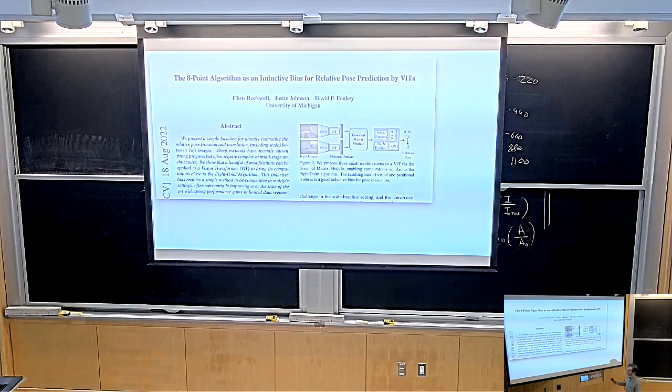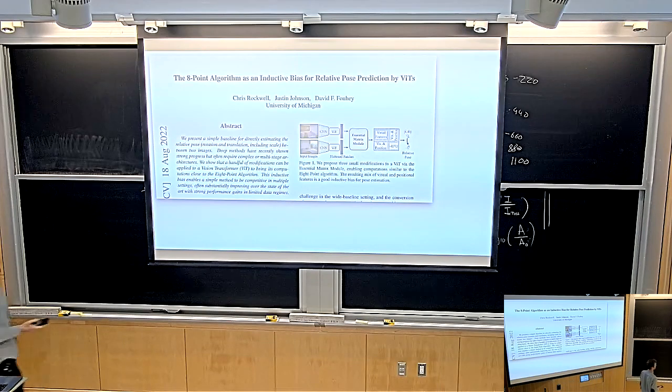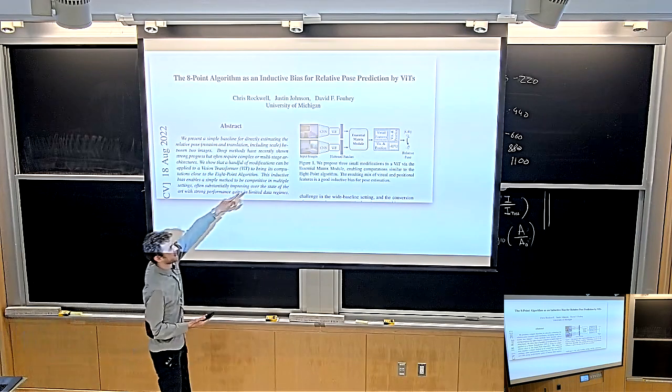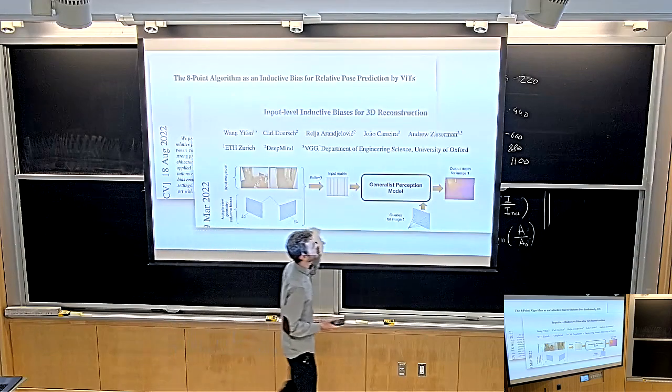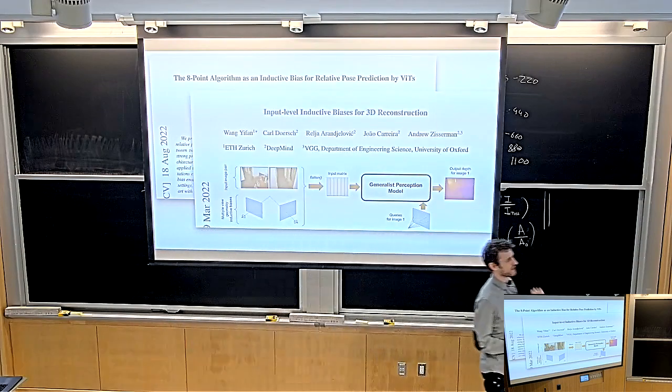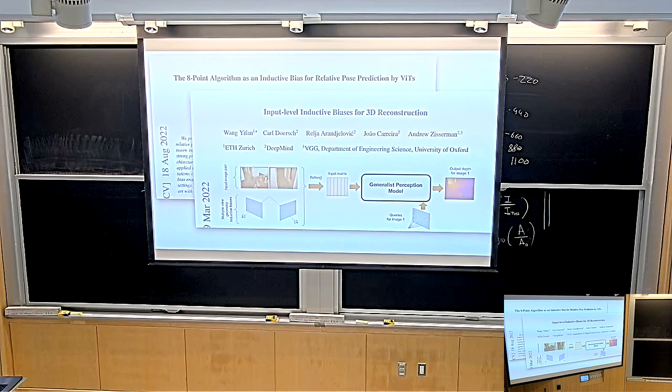Okay, so there are some papers that just came out recently, like a year ago, that use concepts that we're going to talk about in the class: the 8-point algorithm for inductive bias for relative pose prediction by ViTs, by David Fouhey, Justin Johnson, Chris Rockwell. Then there's this paper by Andrew Zisserman, input level inductive biases for 3D reconstruction, which we're going to talk about in the next lecture. Andrew, in fact, is the person who, together with Richard Hartley, did all of this fancy formalism that we discussed in the last lecture.